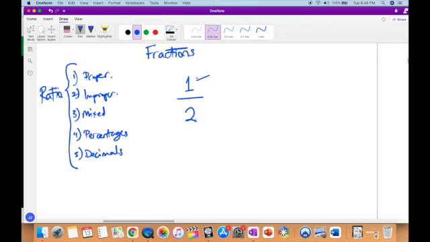First of all, in terms of the parts, this is your numerator. This here is your denominator. And your numerator, we could also think about it like dividing. So 1 is being divided by 2. So the top one here, the thing that is being divided, is the dividend. And the thing that is doing the dividing is the divisor.